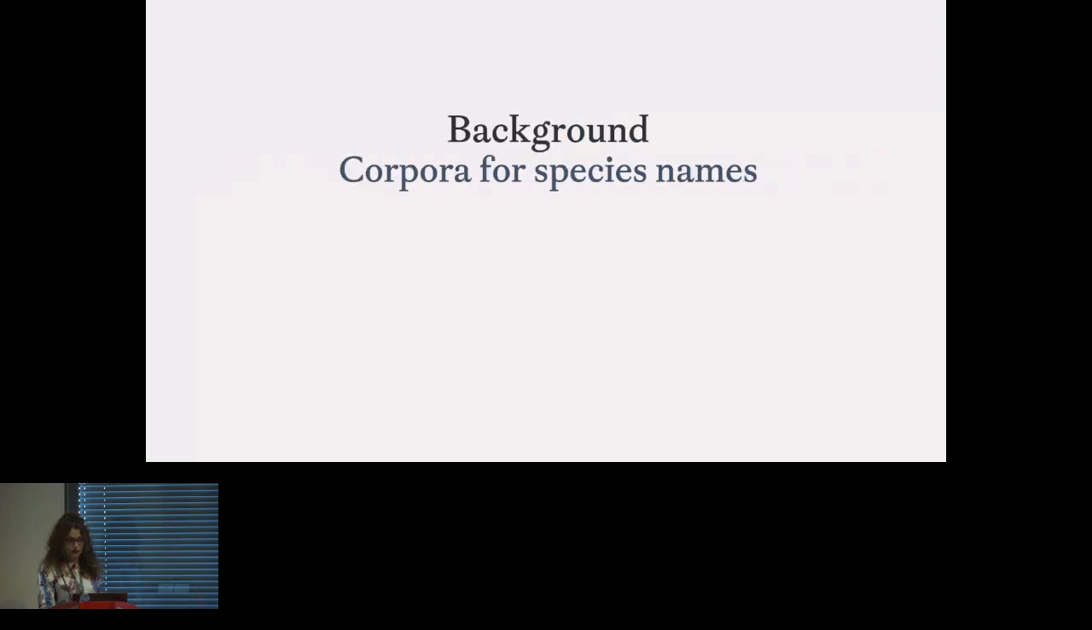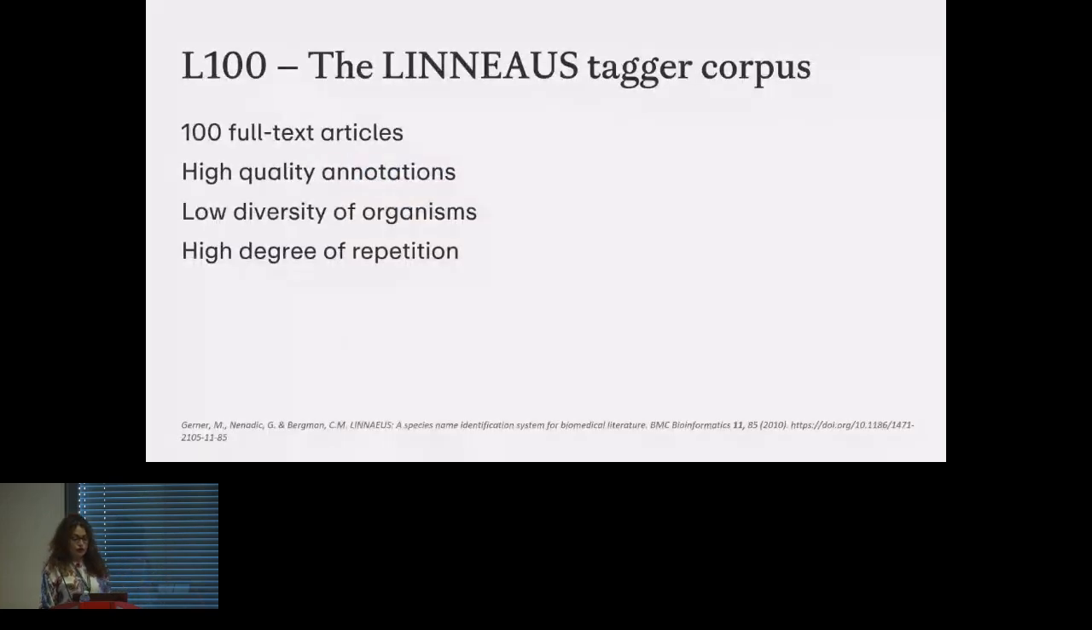of scientific research. But I said in the beginning, we are going for a better corpus. So what is already out there and why is this better? So the first corpus that was introduced, the first big effort, was L100, which was a corpus coming together with the Linnaeus tagger. And in that corpus, there were 100 full text articles with high quality annotation of all the species and organisms in this text.